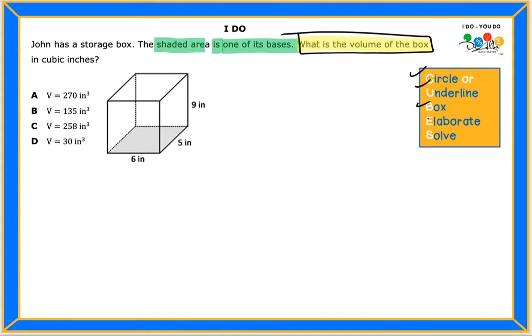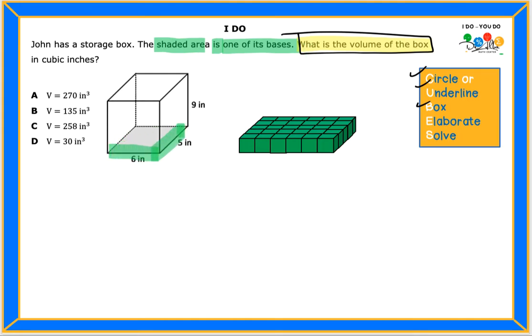For elaborate, I'm gonna remember how the formula of volume works. And to do that, I'm gonna remember how the area of the base is gonna look like first. I'm gonna bring a picture. In my problem, they mentioned that the shaded area is one of its bases, and this is the shaded area. It's one of its bases because rectangular prisms always have two bases and they are always parallel to each other. If this is the bottom base, the top base is parallel and identical, like this.